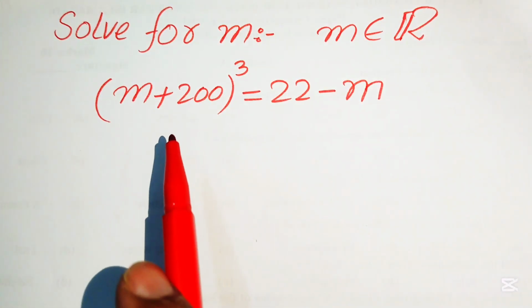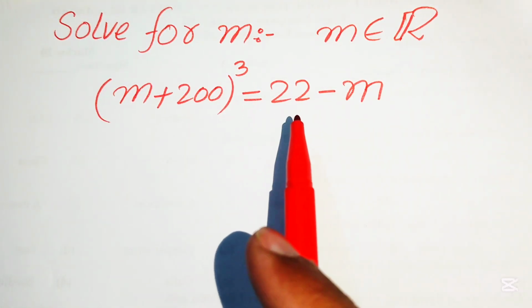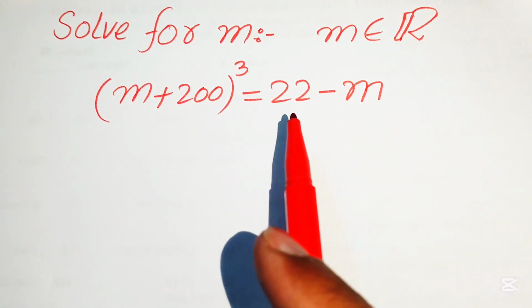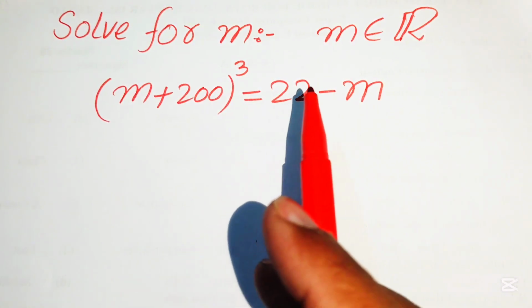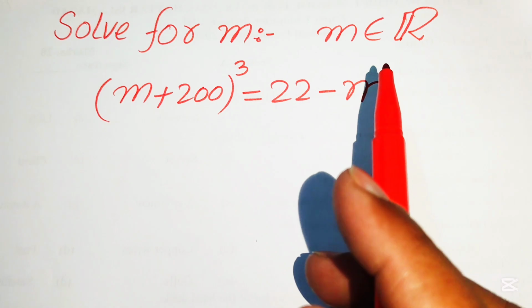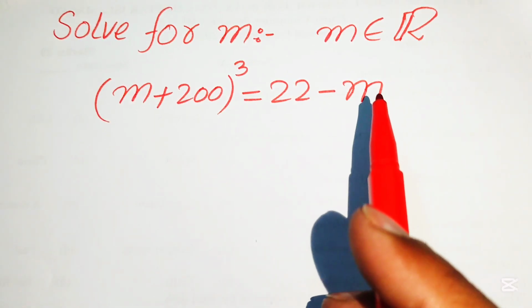So here we have (m + 200)³ = 22 − m, and we solve this problem for the values of m, where m must be a real number. It means that we solve this problem for the real values of m.